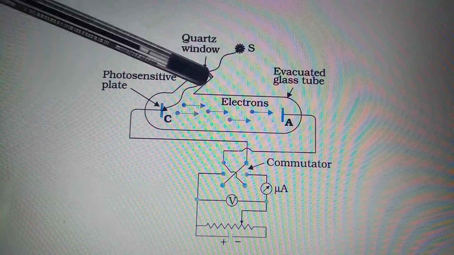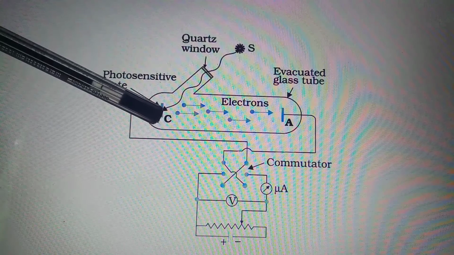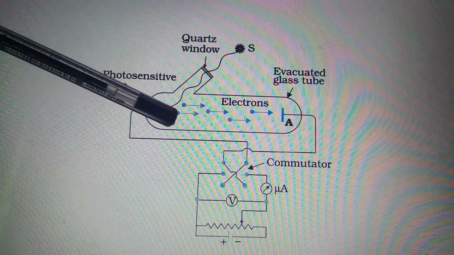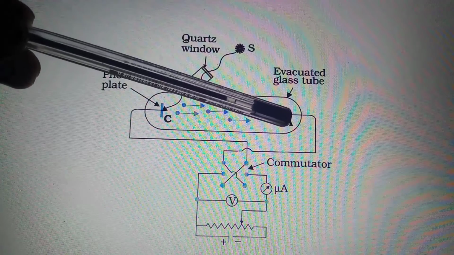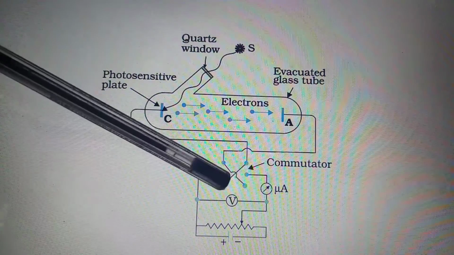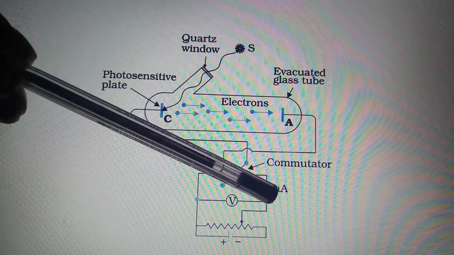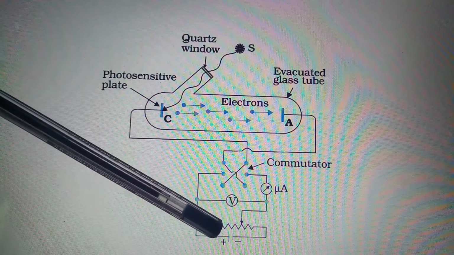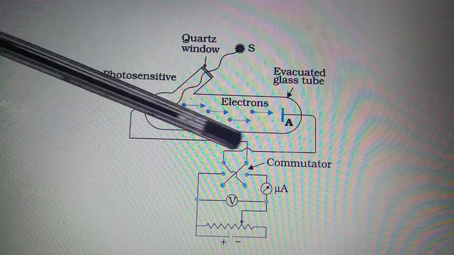When the light passes through the quartz window and falls on the photosensitive plate C, due to the photoelectric effect, electrons are emitted. These electrons will move towards the plate A. Now, the plate A is connected through an ammeter and we have a voltage source also. Here we have a microammeter which measures the current through the circuit, and we can vary the voltage, that is, we can make plate A more positive or more negative with respect to C.